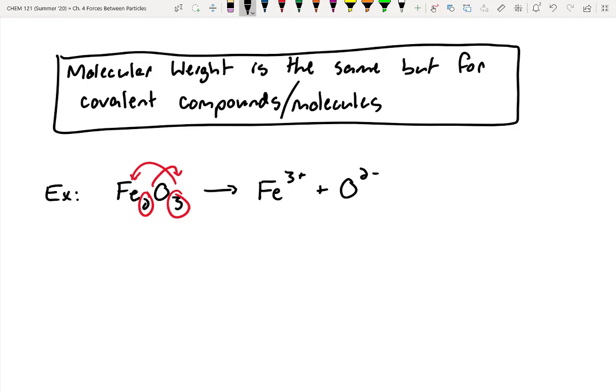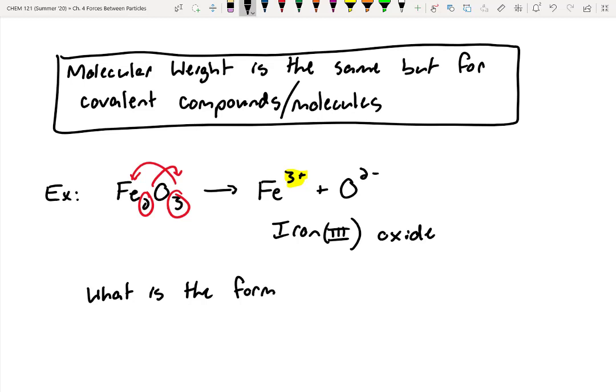So if we were to name this, this would be iron, and then because it's got the symbol 3, this would be iron(III) oxide, also known as rust. So make sure you can go from the name to the cations and anions to the formula itself. It's really helpful to practice this over and over again. All right, so what is the formula weight of iron(III) oxide?